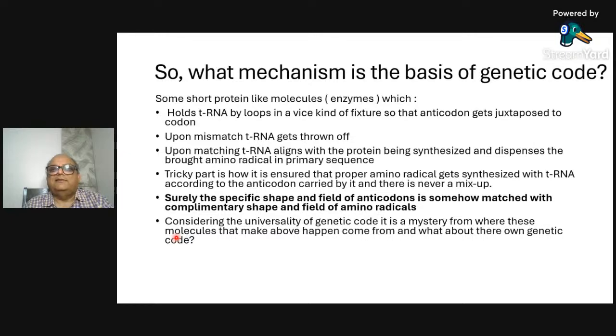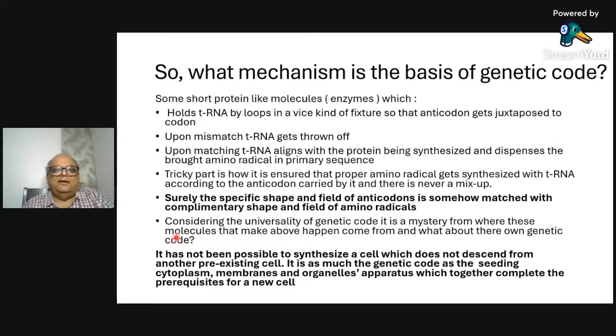Okay, so it's a chicken and egg situation. tRNA is responsible for the translation of code, but what is forming tRNA itself? Okay, somewhere it has to start. Now, it has never been possible to synthesize a cell that does not descend from another pre-existing cell. Okay, with just nucleus, with just DNA, you can't make a cell, you can't make an organism. It is as much the genetic code as the seeding cytoplasm. So it requires a seeding cell.